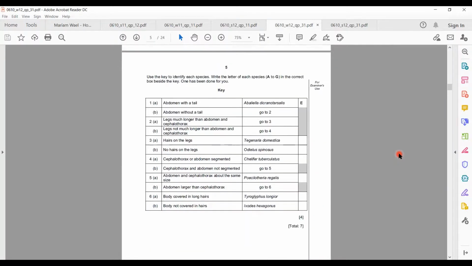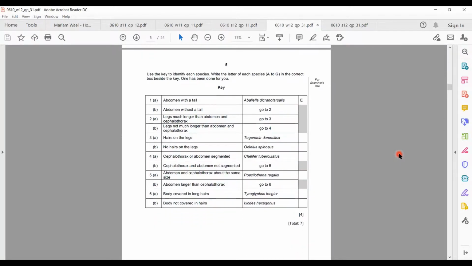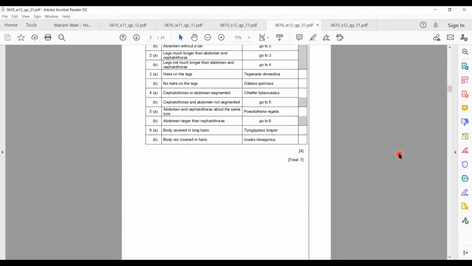This question deserves 10 marks, it's only 4. It's too much.